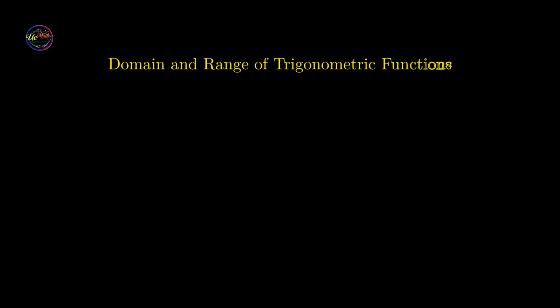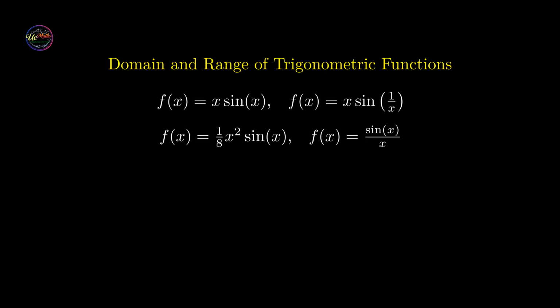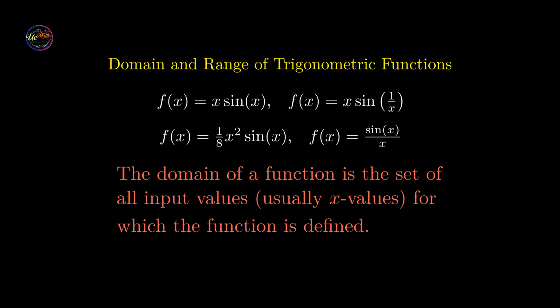Welcome. Today we will determine the domain and range of four functions involving trigonometric expressions. We will sketch the graph of each function to visualize its domain and range. The four functions are f of x equals x times sine of x, f of x equals x times sine of 1 over x, f of x equals 1 over 8 multiplied by x squared times sine of x, and f of x equals sine of x divided by x.